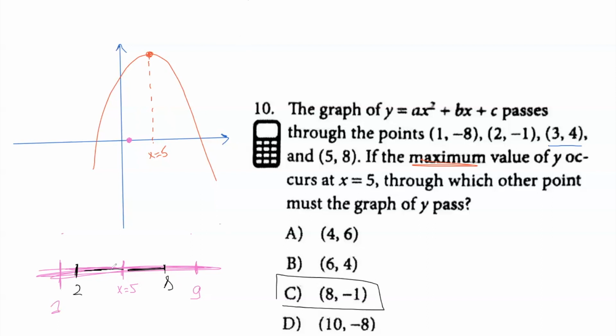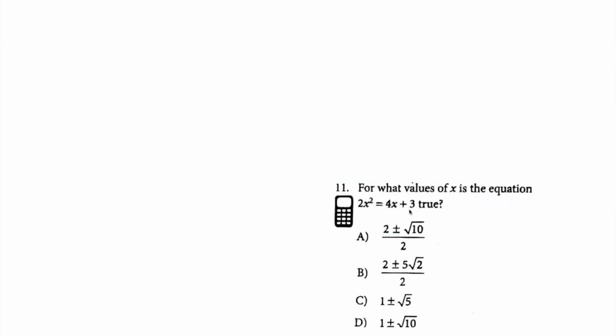If you want, we can check one more. (3, 4): when x is 3, it is 2 units left side. Check 2 units right side, it is 7. If 3 is 4, then 7 must be 4 as well. We don't have that answer, and we don't have the last one as well. The answer is C.